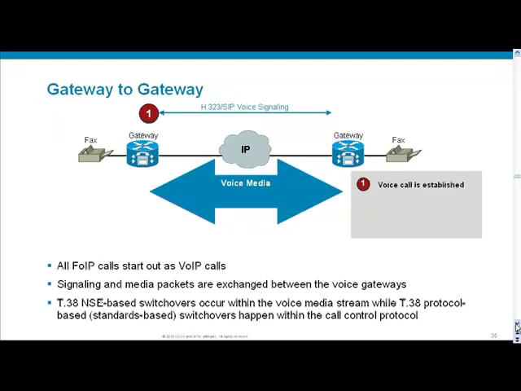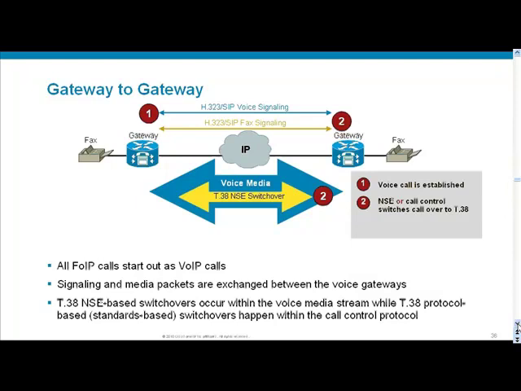In this scenario, the first thing that happens is a voice call is established. And actually, this is going to be the same step for all the implementation models. As I mentioned previously, all fax calls start off as voice calls. So in this case, we have a voice call being set up between two voice gateways using H.323 or SIP. And then we have our voice media stream flowing between the gateways.